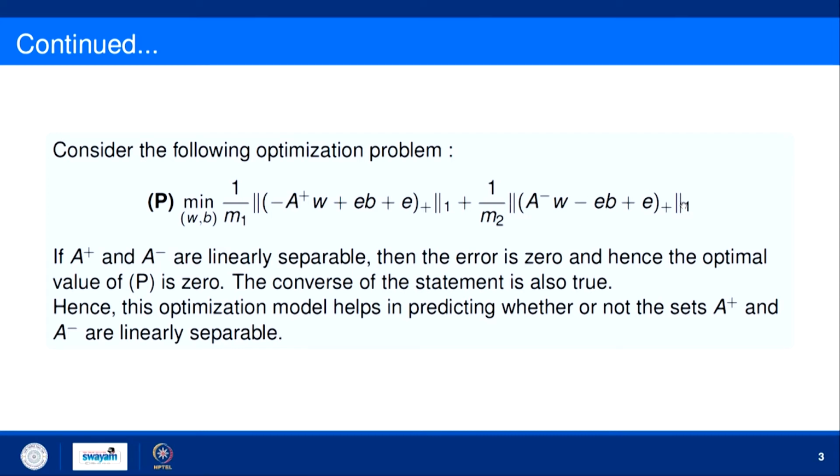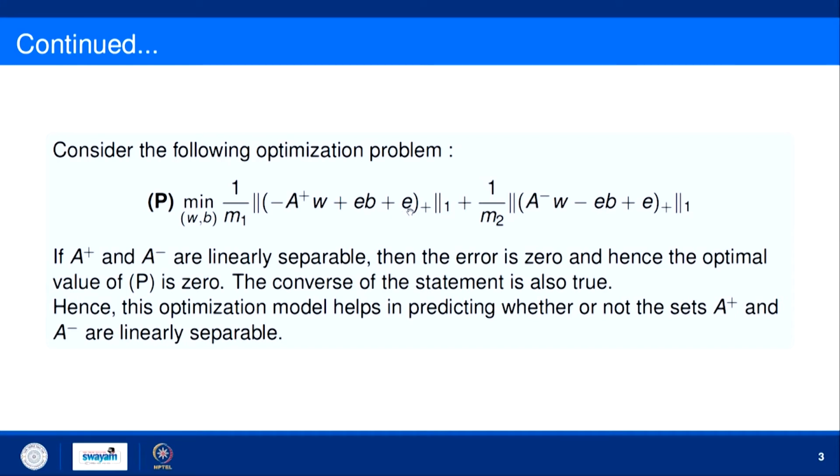Plus means the maximum of A and 0. Now each term here is less than or equal to 0. If the entire value comes out to be 0, then this means they are linearly separable. Why is it so?